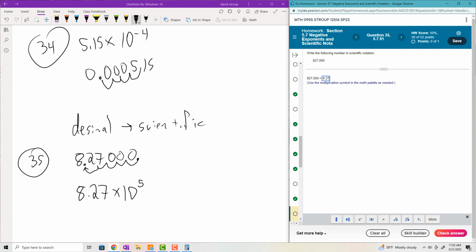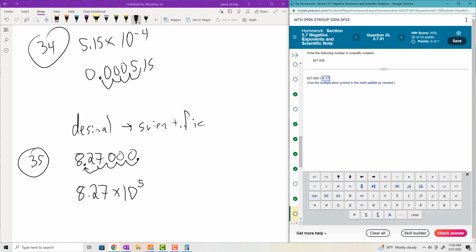And then to use the multiplication symbol, you have to use their little symbols in the box at the bottom of the screen here. You have to literally go down there and click on that button. You can't just put an X in there. It won't work. I've already tried.